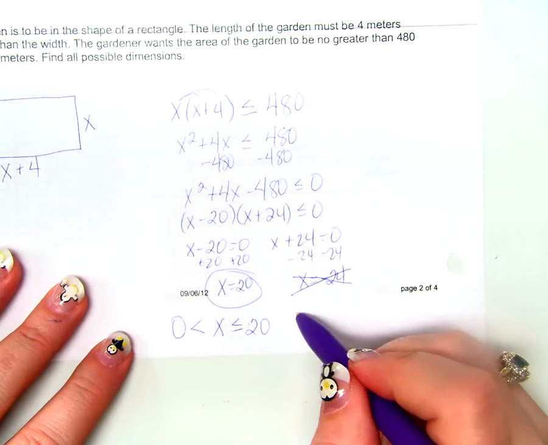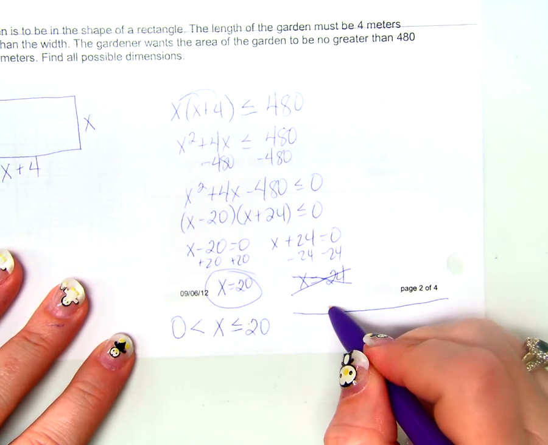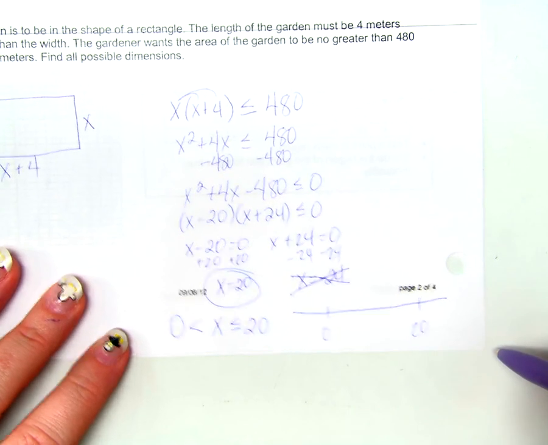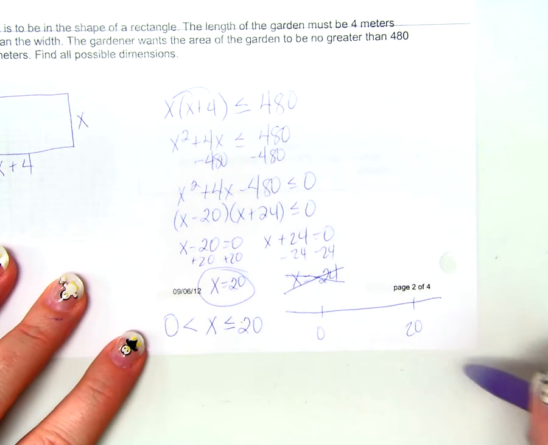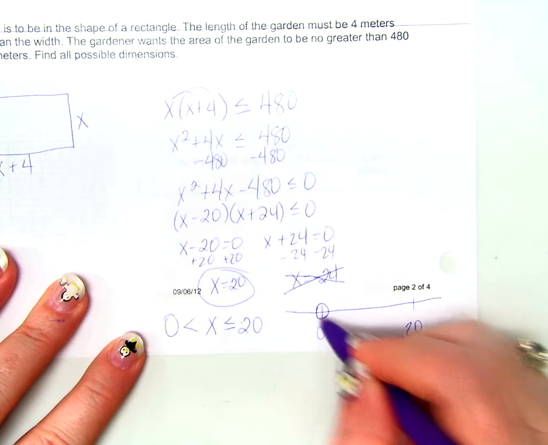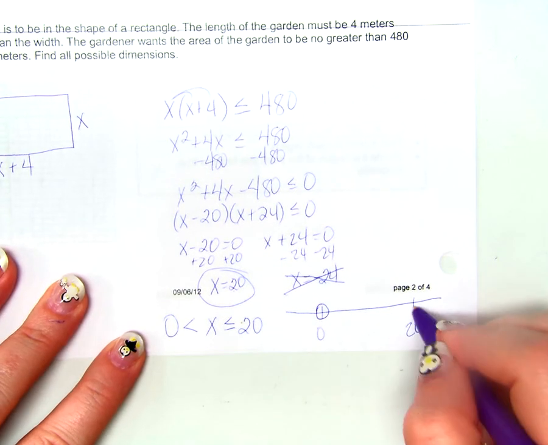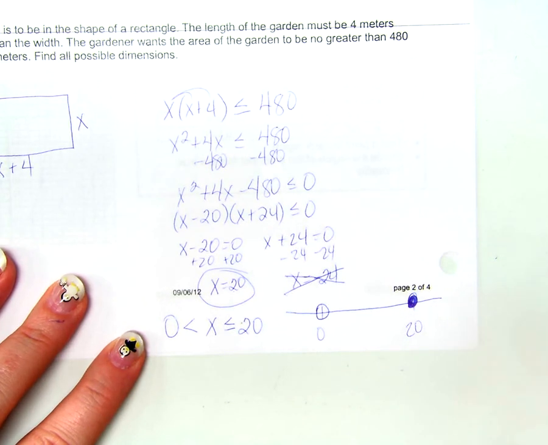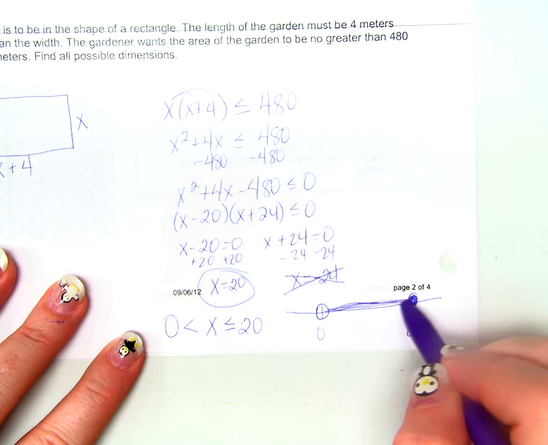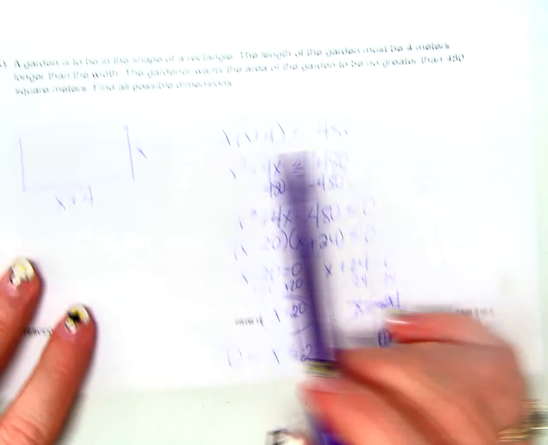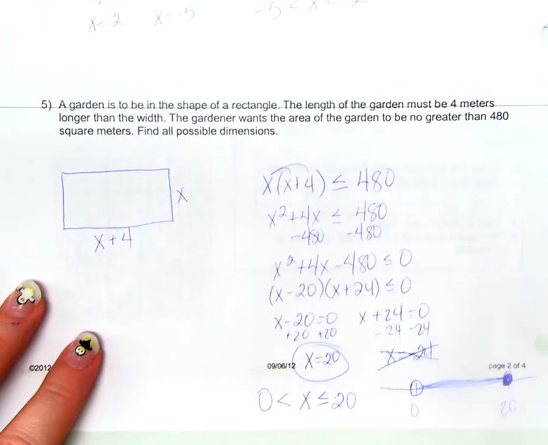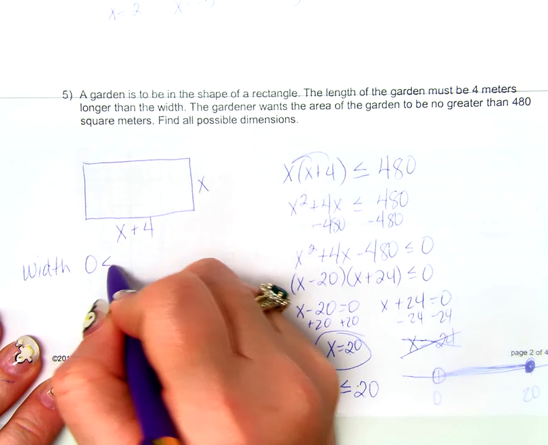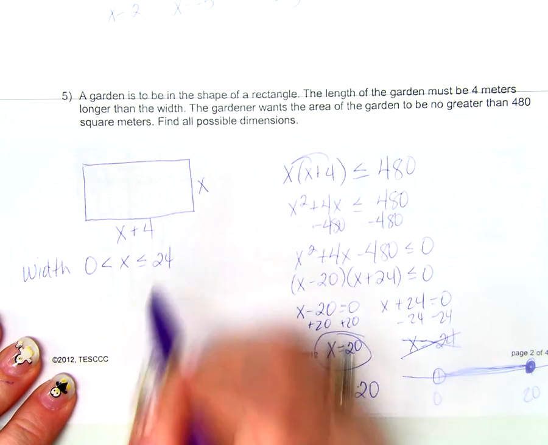So what's that look like on a graph? Let's find out. Here's 0, here's 20. What do we have on the 0? An open circle. What do we have on the 20? A closed circle. And where's the solution? In between. Okay, guys, that's great telling me all about the width, but what did it ask for? All the dimensions, right? So the width is from 0 to 20, not including 0.